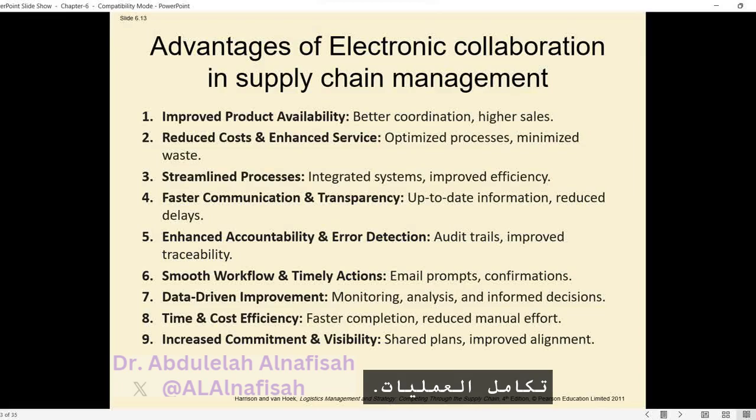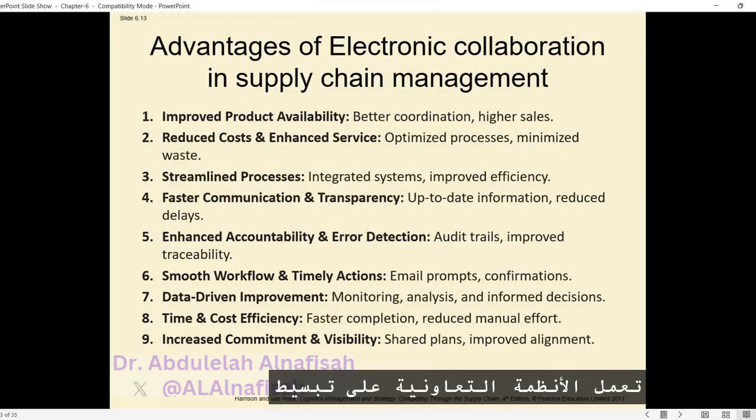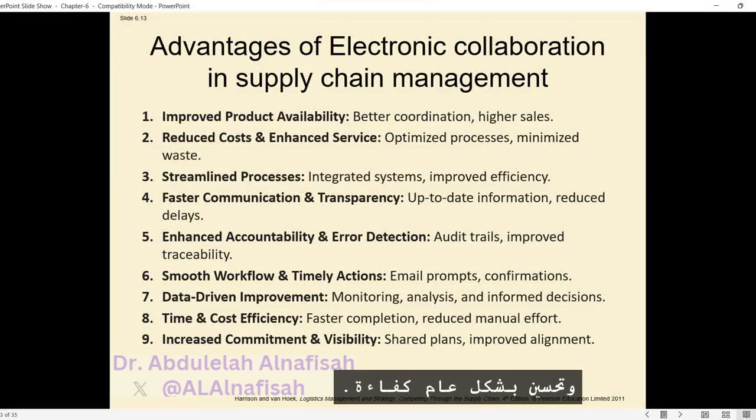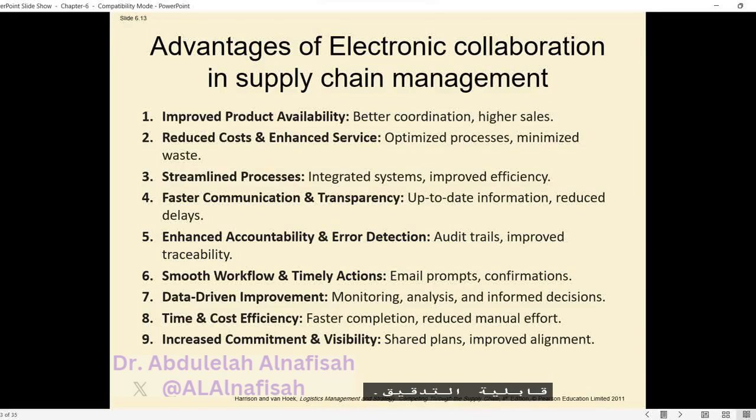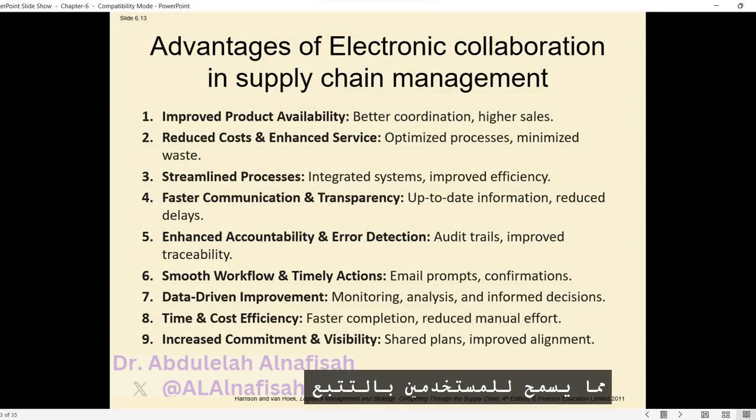3. Integration of processes. Collaborative systems simplify, standardize, and speed up processes by integrating them across multiple companies, improving overall efficiency. 4. Quick and structured communication. Electronic collaboration enables quick and structured communication across the supply chain, providing transparent access to up-to-date information for better decision-making and reduced delays. 5. Auditability. Collaborative systems offer an audit trail, allowing users to track when information was amended. This traceability enhances accountability and facilitates error detection and resolution.